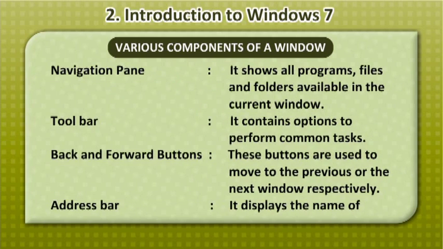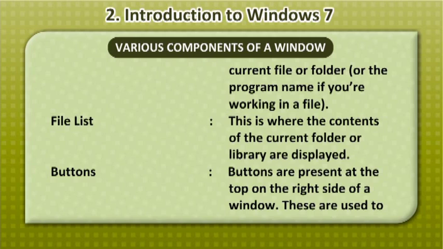Navigation pane. It shows all programs, files and folders available in the current window. Toolbar. It contains options to perform common tasks. Back and forward buttons. These buttons are used to move to the previous or the next window respectively. Address bar. It displays the name of current file or folder or the program name if you are working in a file. File list. This is where the contents of the current folder or library are displayed.